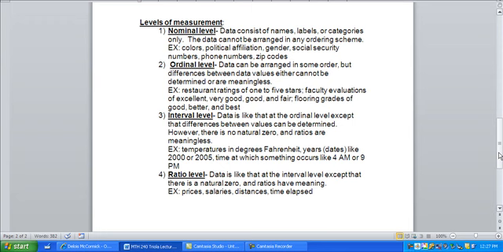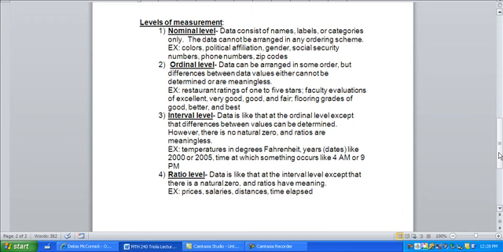Colors would be an example, political affiliation, gender, Social Security numbers. Be careful, this is a number. But the number is used for identification purposes only. Phone numbers would be the same. Zip codes, they're only used to identify, to label, to categorize. Those numbers would be nominal in that case.